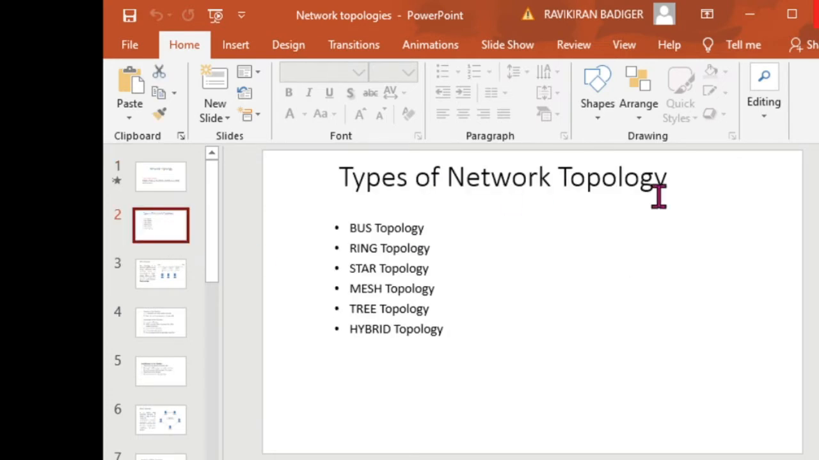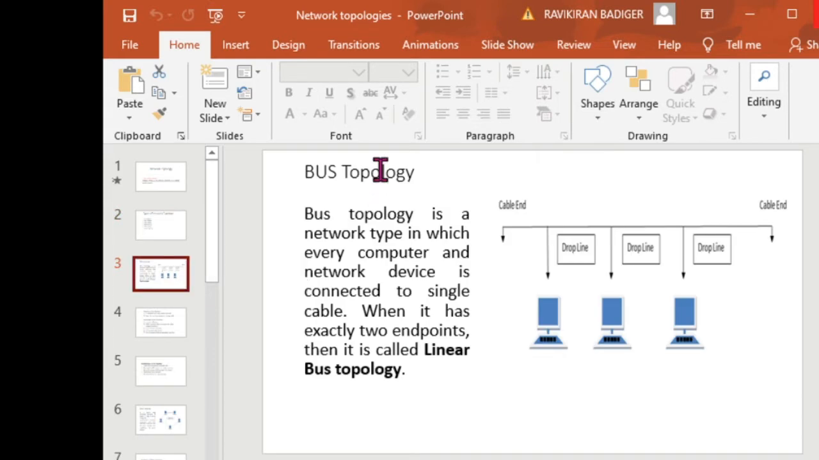The types of network topology: bus topology, ring topology, star topology, mesh topology, tree topology, and hybrid topology. The first one is the bus topology.